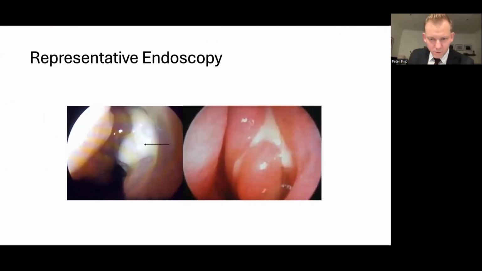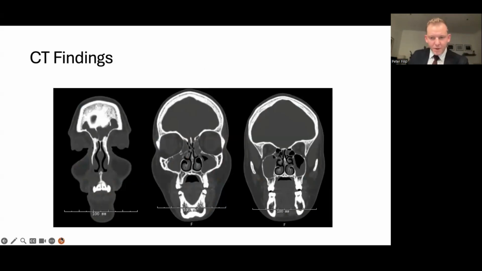She had a grade 2 polyp on one side and a grade 3 polyp on the other side with purulence as well. Every time I saw her, she initially opted for medical therapies, but she kept failing medical therapies, so we opted for a CT scan.